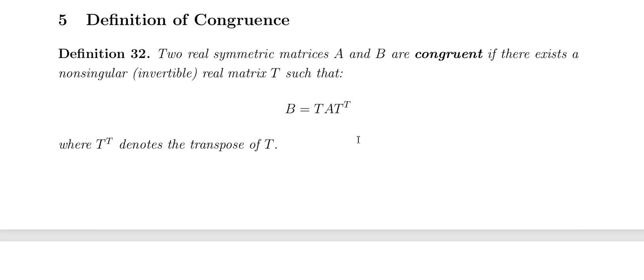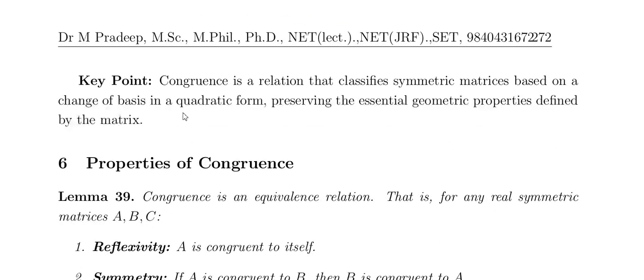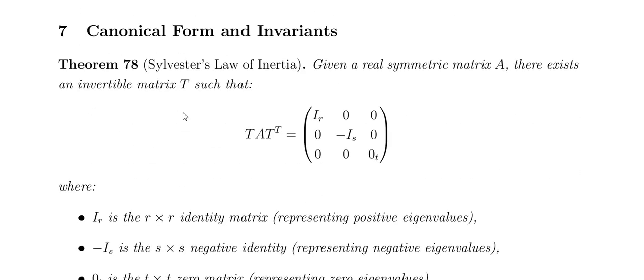This is about two real matrices being congruent. That means there exists a non-singular real matrix T such that B equals T A T transpose. T transpose denotes the transpose of T, that is T dash. So real matrices congruent means B equals T A T transpose. Congruence is an equivalence relation for any real symmetric matrices A, B, C.